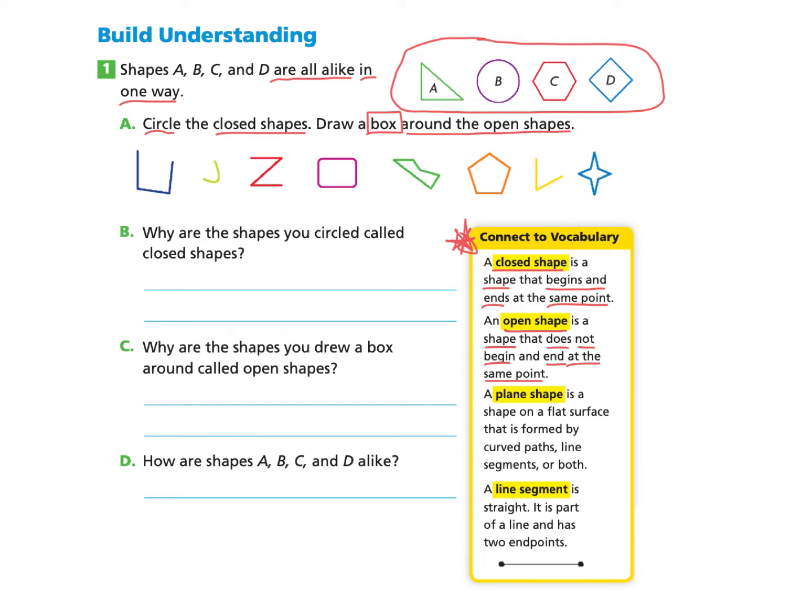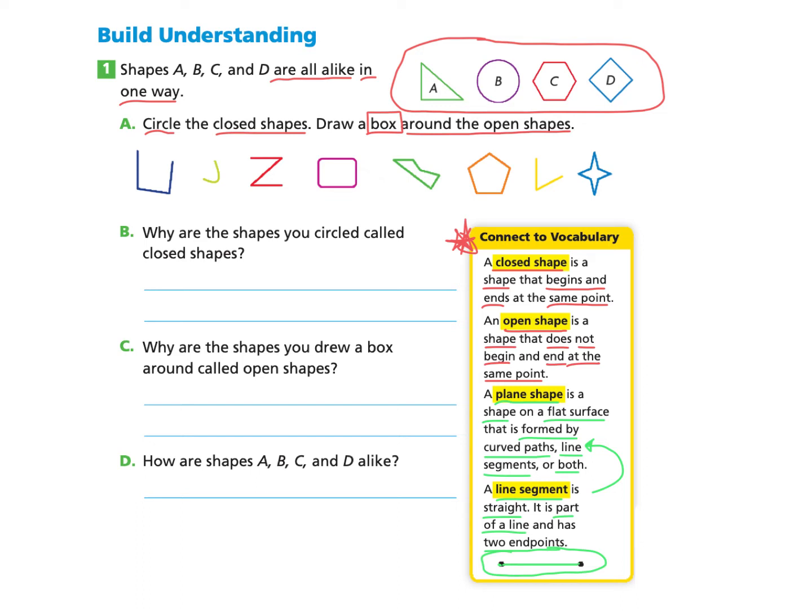Let's look at the next word here. It says a plane shape. A plane shape is a shape on a flat surface that is formed by curved paths, line segments, or both. So that's what a plane shape is. And a line segment, which was used in this definition right here, is straight. It is part of a line that has 2 endpoints. And here they have an example. There's a start and an end with a straight line between them.